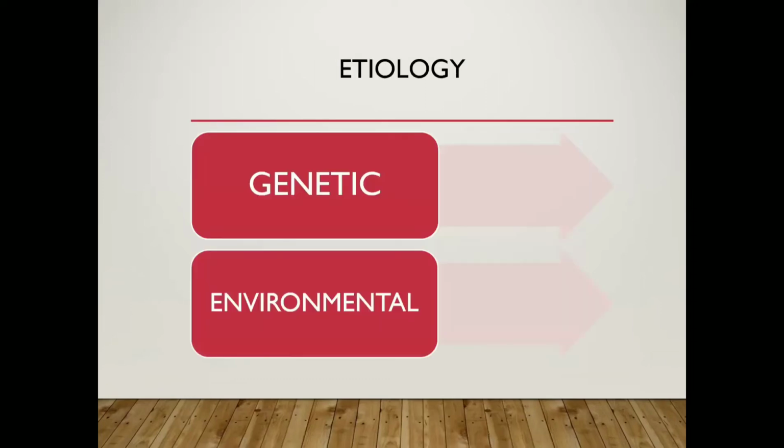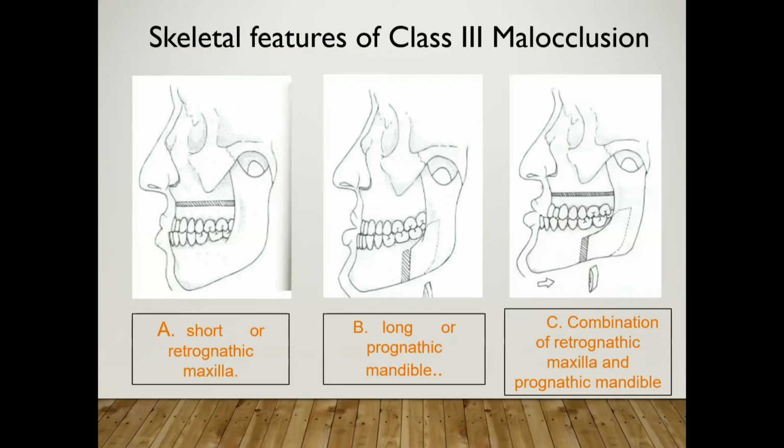So next is talking about the etiology. The etiology of a class 3 malocclusion could be due to a multifactorial reason. It could be due to a genetic factor or an environmental factor. Environmental factors such as nasal airway obstruction, mouth breathing, or enlarged tongue size like macroglossia, or premature loss of primary teeth or hormonal imbalance. Other reasons could be muscle dysfunctions. So these are the factors that contribute to the etiology of class 3 malocclusion.